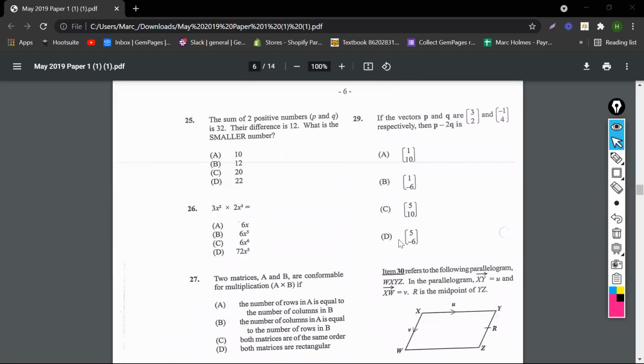Just try them out. Try them out, guys. As I said, go over this paper if you can. And I'm gonna go over July 2020 just to make sure.